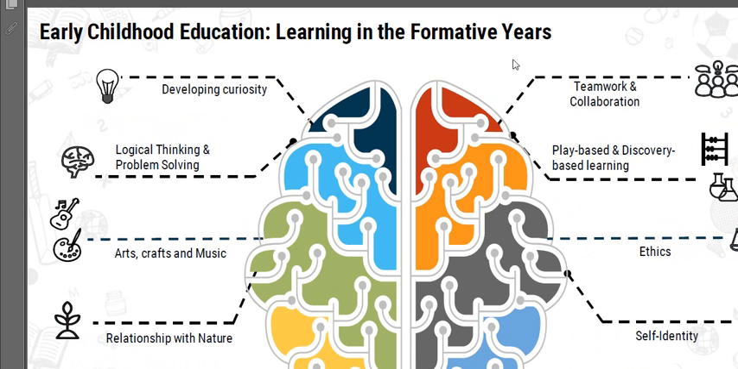Next is early childhood education, learning in the formative years. We can see many sections here: developing curiosity, logical thinking, problem solving, art, craft, music, relationship with nature, colors, shapes, alphabet, numbers, teamwork and collaboration, play-based and discovery-based learning, ethics, self identity, etiquette, behavior, and emotional development.